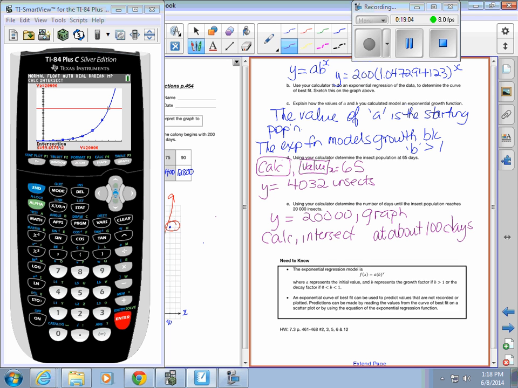An exponential curve of best fit can be used to predict values that are not recorded or plotted. Predictions can be made by reading the values from the curve of best fit on a scatter plot, or by using the equation of the exponential regression function. So that's what we did here. We tried to do the reading, and it worked fairly accurately, but it depends how good you are at plotting your points and how accurate those are, whereas using the calculator will give you a more exact value. So there's your assignment.